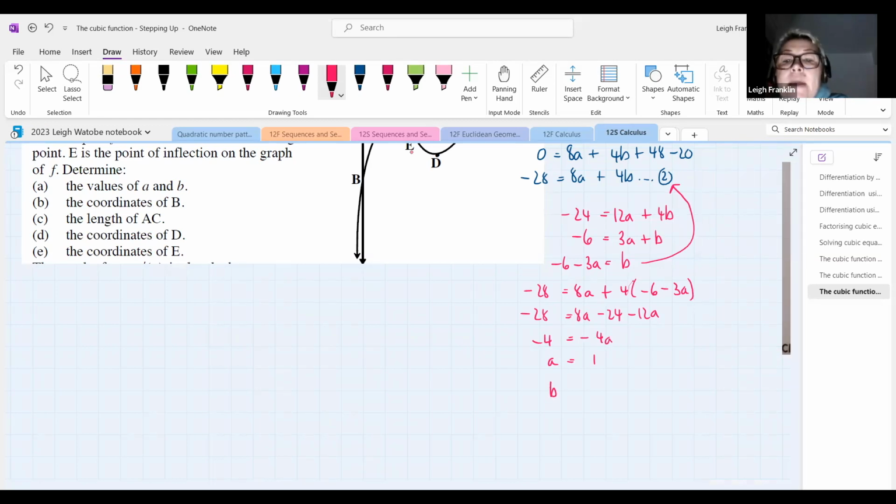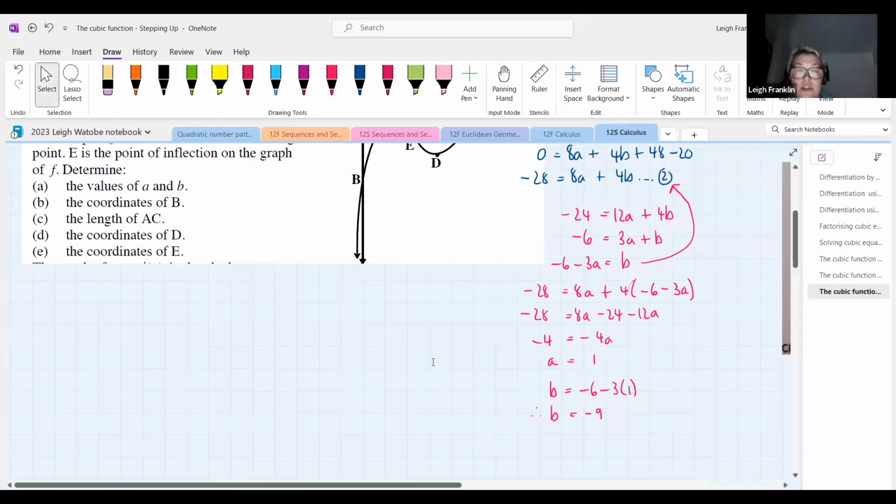Subbing back in for b into this equation over here, b would be equal to minus 6 minus 3 times 1. So that means that b is equal to negative 9. Okay, so that's by substitution.